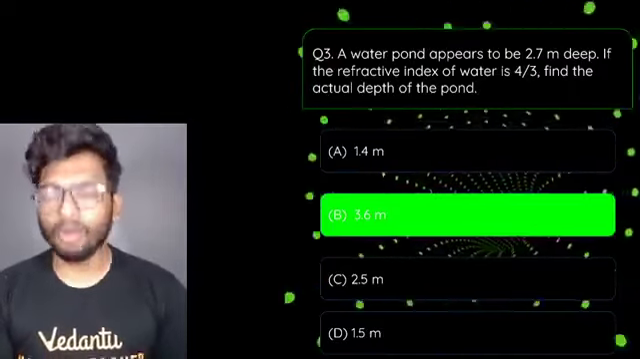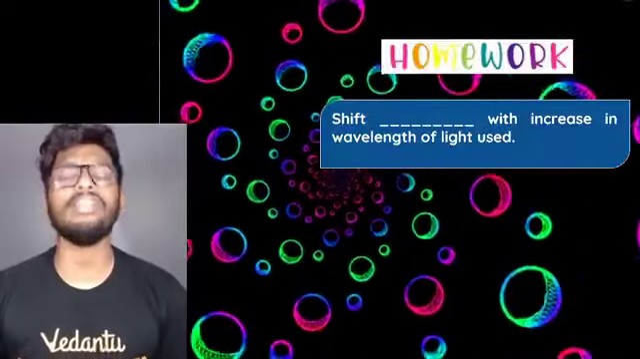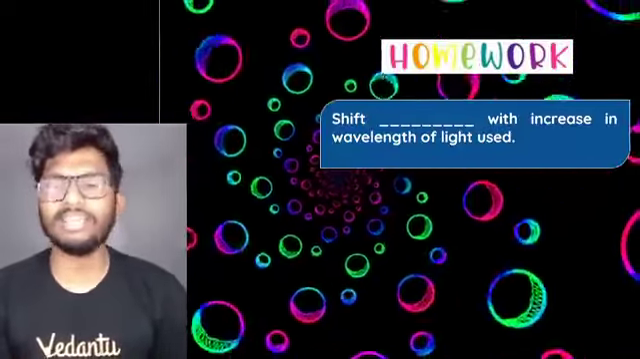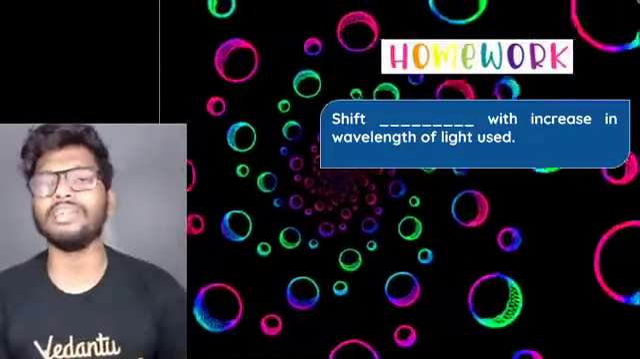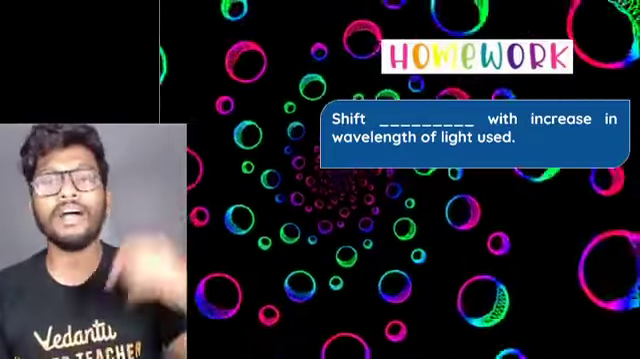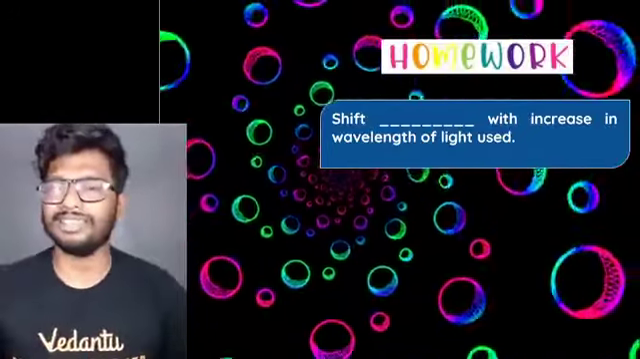We have one homework question as well, guys. The homework question for today is basically this one: shift dash with increase in the wavelength of light used. Let me know what the answer is in the comment section below.